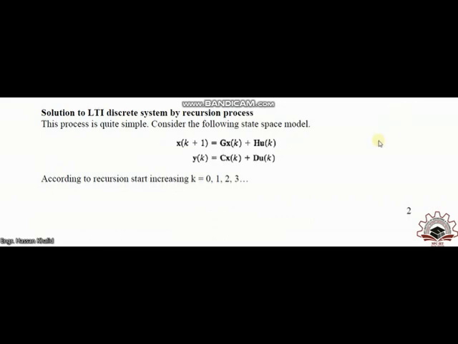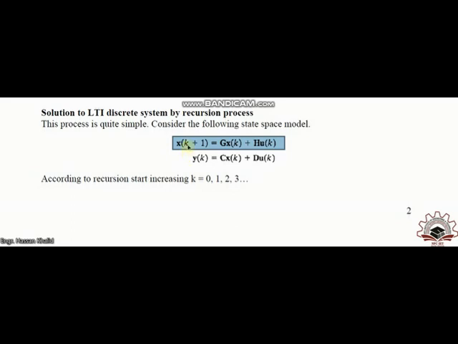Alright, let's begin to solve the solution for the discrete system by applying the recursion process. This process is quite simple, and you just need to increment the steps for your discrete values, starting from 0 onward. As you can see, we have a state equation x(k+1) equal to G x(k) plus H u(k). Similarly, y is the output, equal to C x(k) plus D u(k).